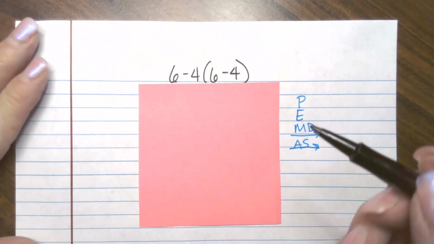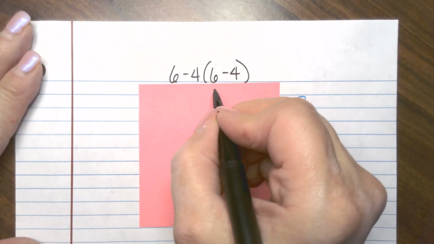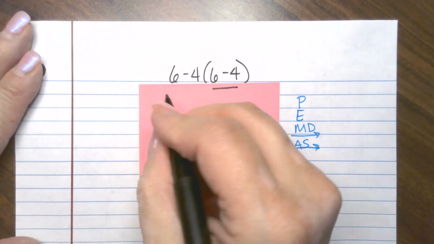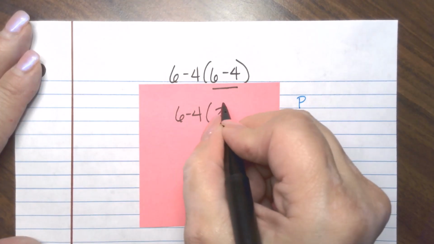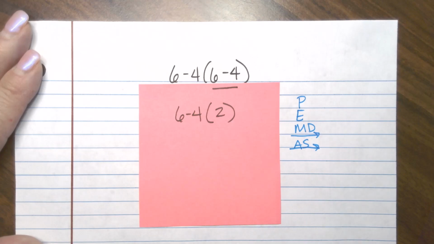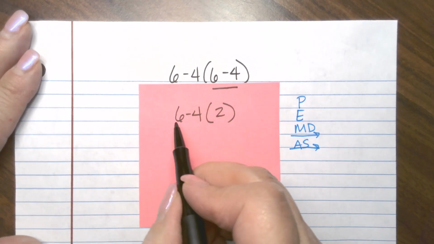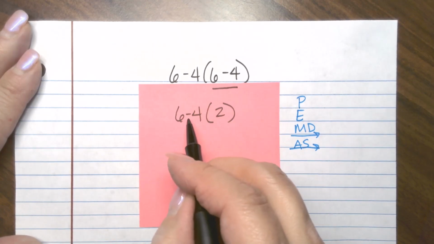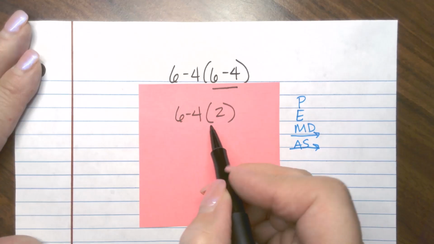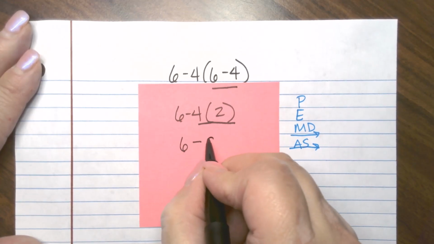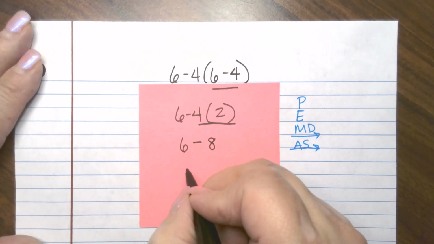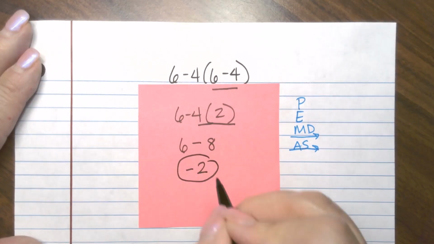This time we'll follow the order of operations. Parentheses. That would be this 6 minus 4. So we have 6 minus 4 times 2. Then we will do the multiplication. Go past the subtraction and go to the back and do the multiplication. And you would have 6 minus 8. And the correct answer is -2. Did you get that?